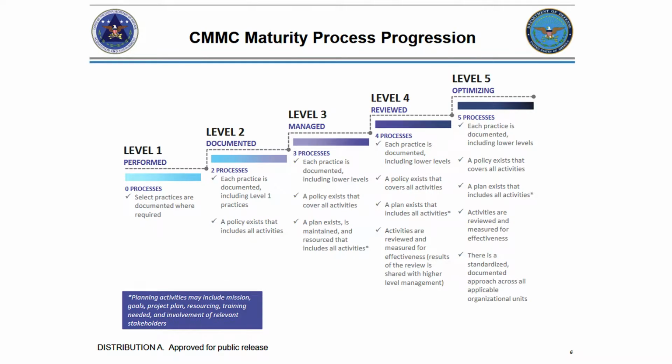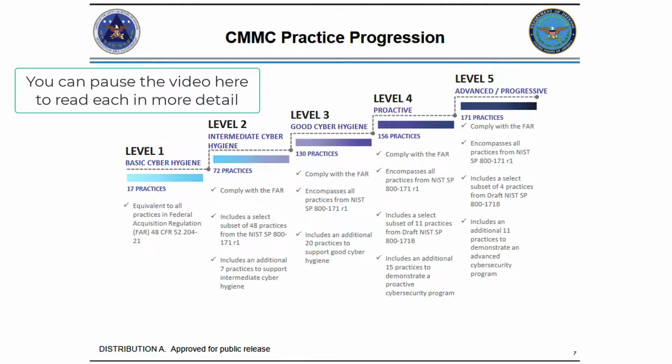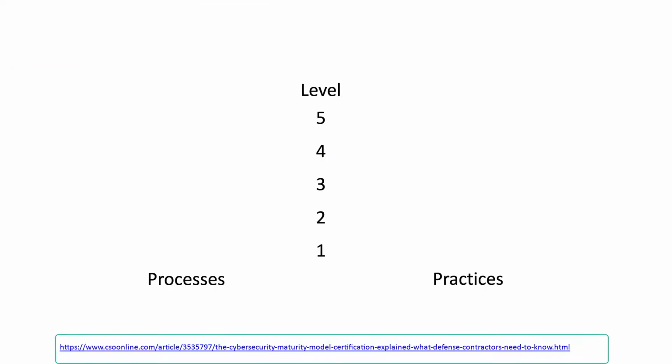And then, as indicated before, there's 5 levels, and that's broken down according to process and practices. And you see that level 1 is performed, level 2 is documented, level 3 is managed, level 4 is reviewed, and finally level 5, which is the most secure level, is optimizing. In terms of practice progression, we have level 1, which is basic cyber hygiene. Level 2 is intermediate cyber hygiene. Level 3, good cyber hygiene. Level 4 is proactive, and level 5 is advanced or progressive, with 5 being, of course, the most secure. So this shows you how the CMMC is broken down by processes and practices with 5 levels.